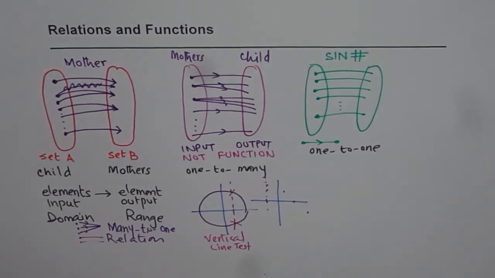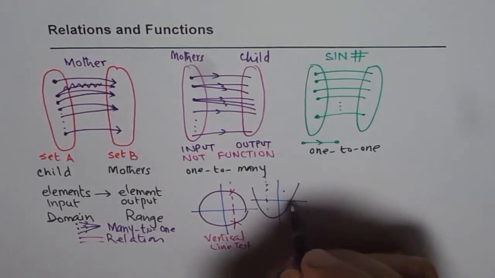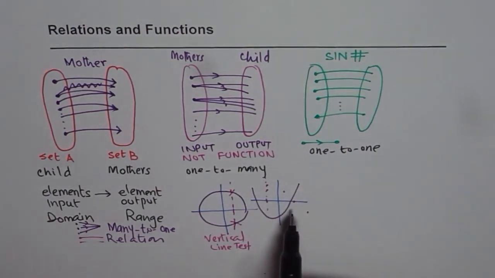So a function would be a graph like this, right? Do you see this? Now here, if you draw a vertical line, it will cross only at one point. So this graph links you with a relation and a function. This is a function which passes the vertical line test.